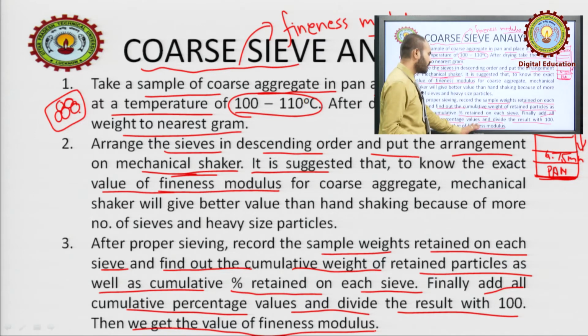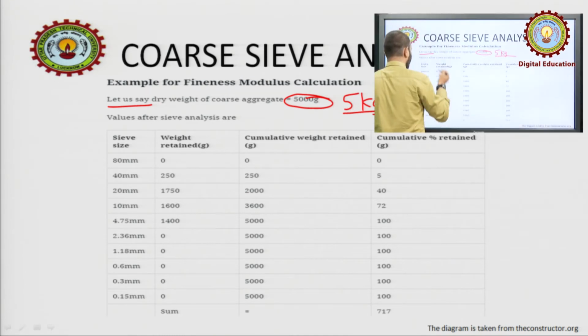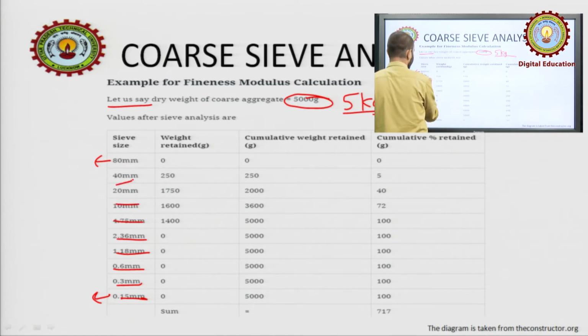Okay, so let us see an example. You will understand the process. This is the example. We initially had 5,000 grams, which means 5 kg of soil. Now you can see we arranged the sieves from 80 mm, slowly going down to 0.15 mm. Okay, there are different types of sieves. Now we put all the soil on the top one, the 80 mm sieve.